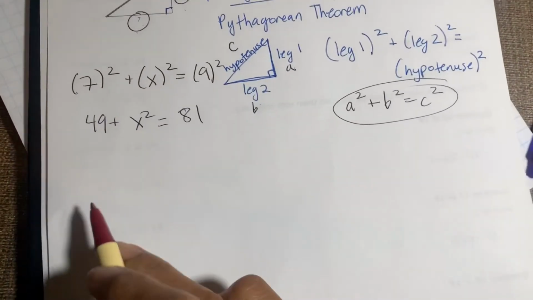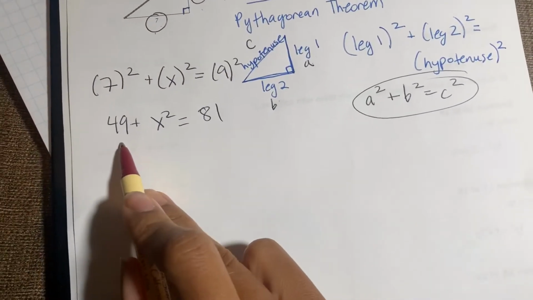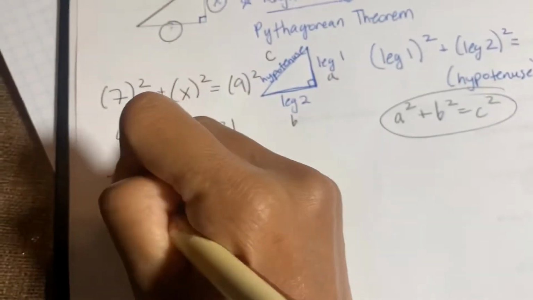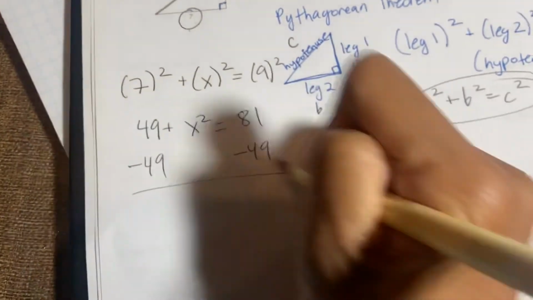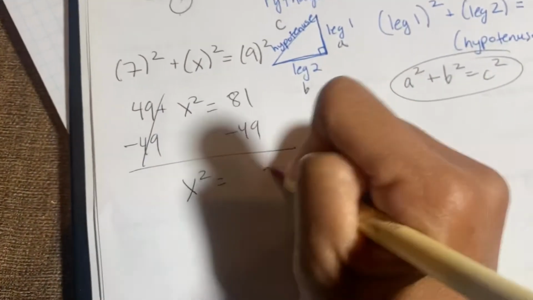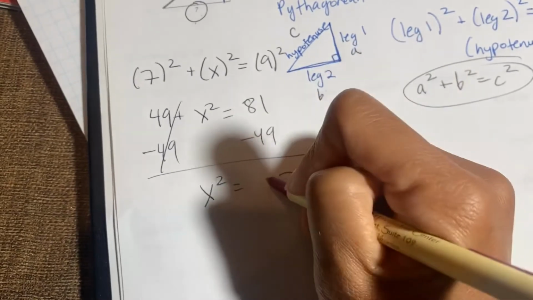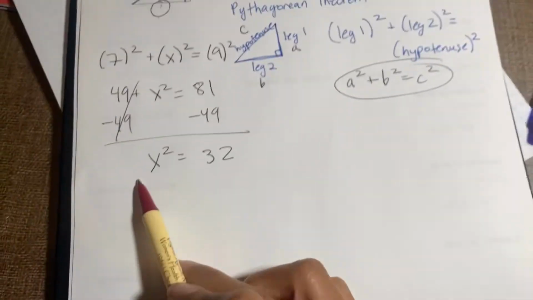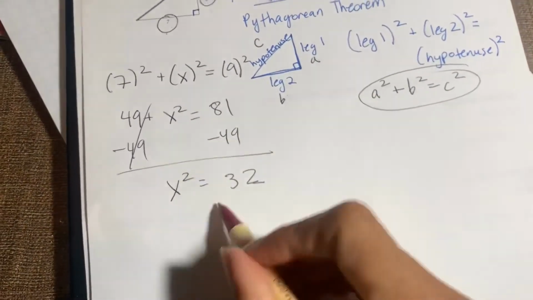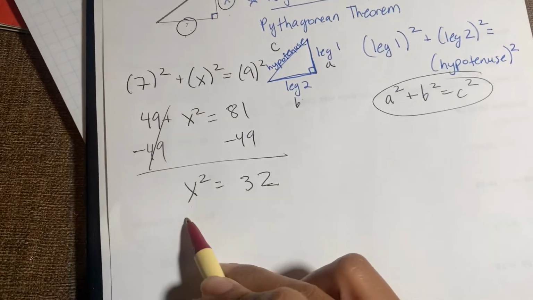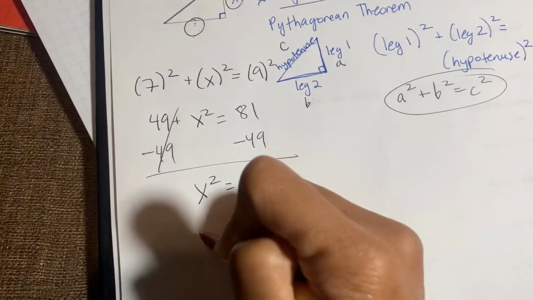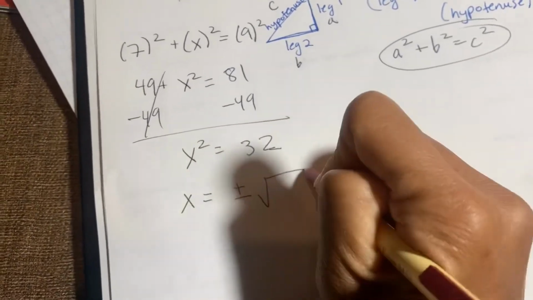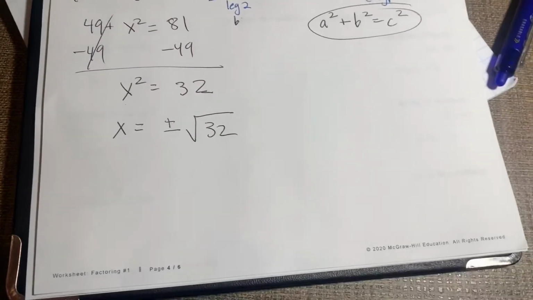So when I do that, I'm going to isolate x. There are different ways you could do this, but one of the things that you can do is subtract 49 on both sides. So when I subtract 49 on both sides, I get x squared is equal to 81 minus 49, which is 32. So in order to find out what x is, you're going to take the square root of both sides. So x is equal to plus or minus radical 32.